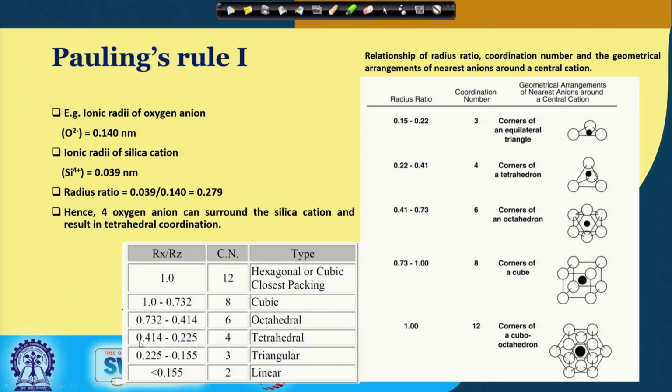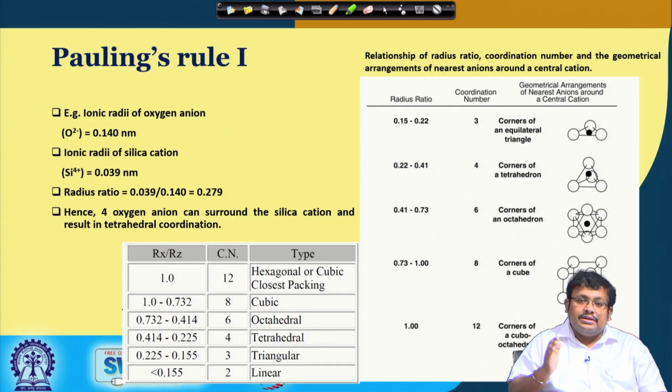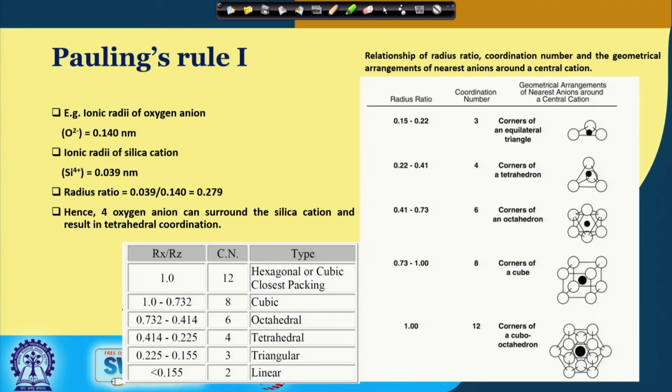And then from 0.225 to 0.155, we are getting a coordination number of 3, and we are getting a triangular arrangement of the ions. And finally, when the radius ratio goes below 0.155, we are getting the 2-fold coordination, and the arrangement will be kind of linear. So, all these different types of packings are presented here.